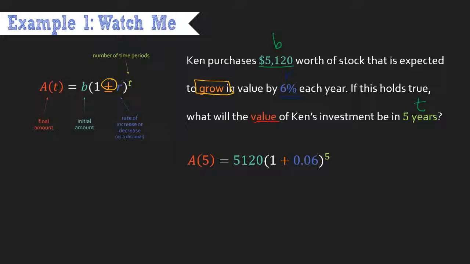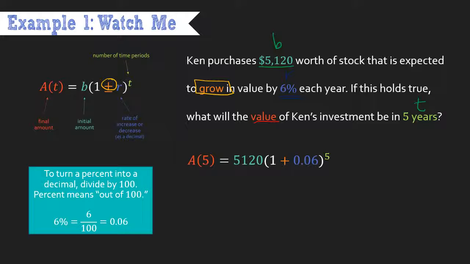So I'm simply going to take all of that information and plug it into my formula. Here's my B value, that initial starting amount. My rate was 6%, but remember, you have to turn your percent into a decimal, and to do that, you just divide that number by 100, because a percent is always out of 100. That's where we got the 0.06 from. We divided by 100. And then we plugged in our 5 for t, for our time. That's where this exponent of 5 is coming from.